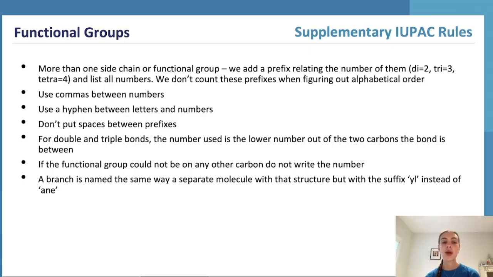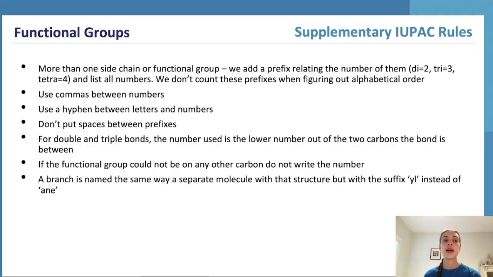And finally, the branch is going to be named the same way that a separate molecule with that structure would be named, but with the suffix "yl" instead of "ane." So for example, if you have a 3-carbon branch coming off a normal carbon molecule, it would be a propyl group because it's like propane, but it's a branch coming off another chain, so it would be named as a propyl group.